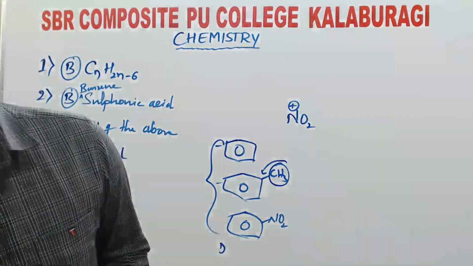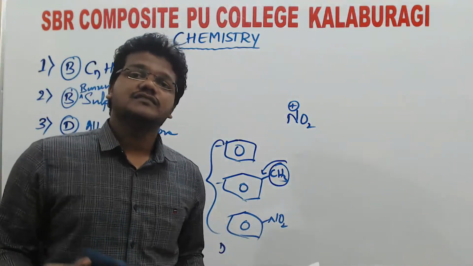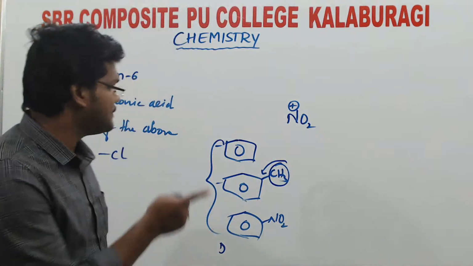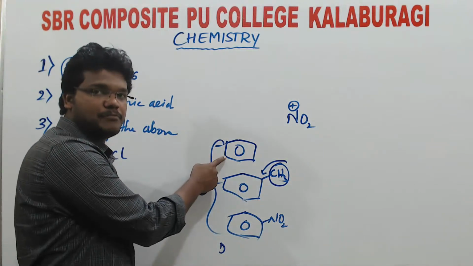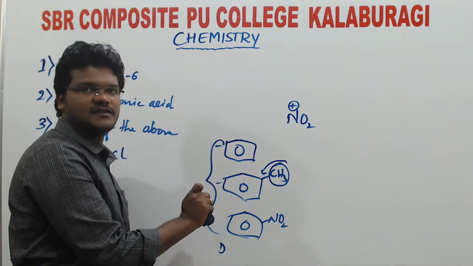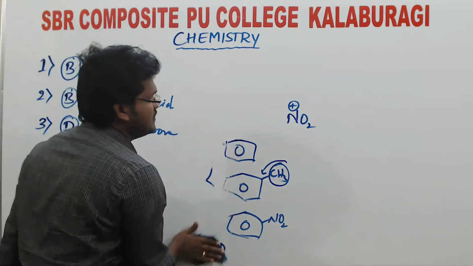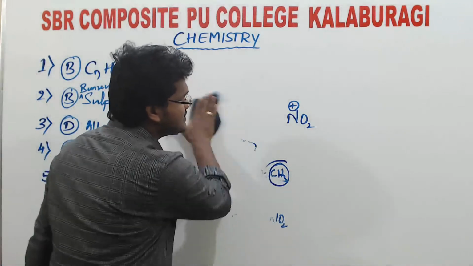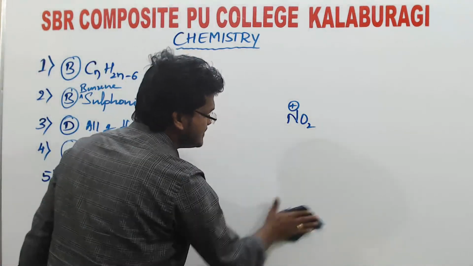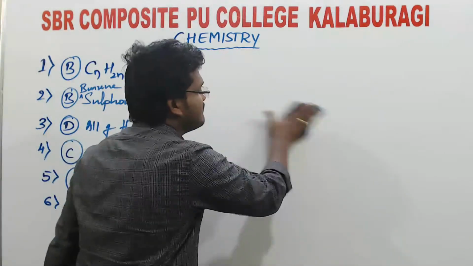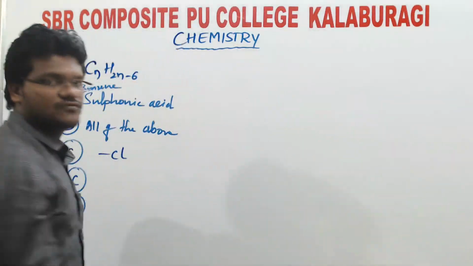Toluene will generally undergo electrophilic substitution faster compared to benzene, and benzene undergoes it faster compared to nitrobenzene. So my option is the second one, B, that is nothing but toluene. So this was my sixth question. Correct. Let us go for the seventh one.